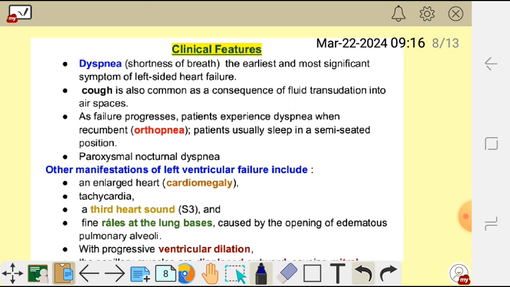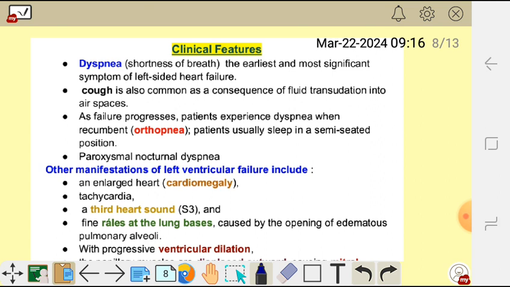So moving on now to the clinical features. Under clinical features, we're going to have dyspnea, which is shortness of breath. This is the earliest and most significant symptom of left-sided heart failure. And then apart from dyspnea, we're going to have cough. Due to accumulation of fluid in the alveolar spaces, a cough reflex will be initiated.